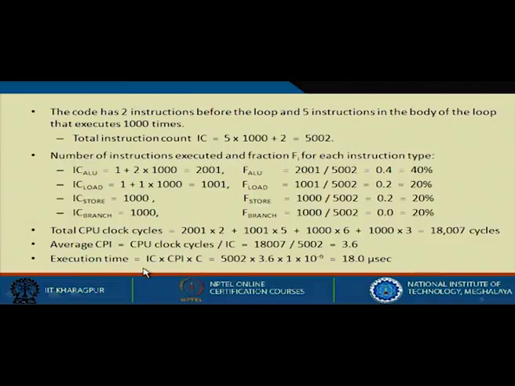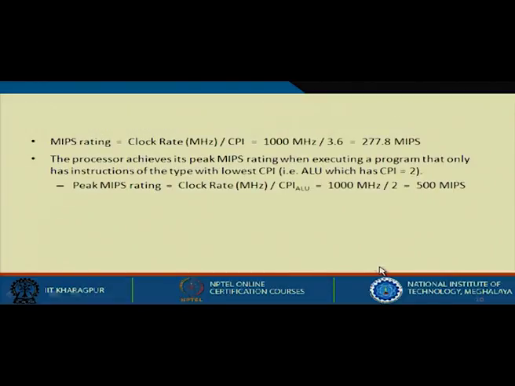Now, you can calculate the total execution time, which is IC, which is total instructions, which is 5002, times the CPI that we have calculated, times the clock period, which is coming to 18 microseconds. This is how we calculate it. Now, how do you see the MIPS rating? MIPS rating will be clock rate divided by CPI, which is coming to 277.8 MIPS.